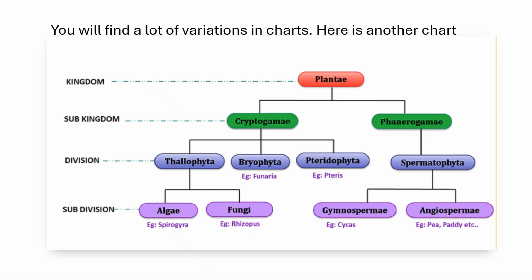Next, we can find a lot of variations in charts, and this chart is another which has a different variation. So here the plants are divided into cryptogams and phanerogams. You can see cryptogams have thallophyta, bryophyta, and pteridophyta, and phanerogams have spermatophyta, and that is again divided into gymnosperms and angiosperms. So this is another way a plant kingdom is classified.